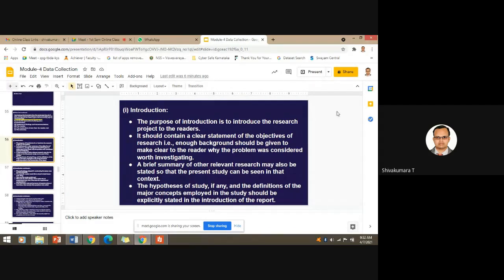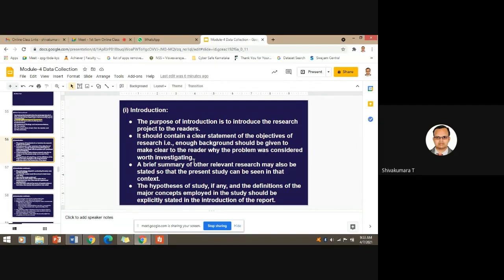So the purpose of the introduction is to introduce the research project to the reader, as I said, and the introduction part should contain a clear statement of the objective of research. What was the objective? What is the motivation behind the research? Such information you have to write under the title of introduction. Enough background, that is, the literature survey, you require to write. Enough background should be given to make clear to the reader why the problem was considered worth investigating, why you selected that problem, and what the motivation was.